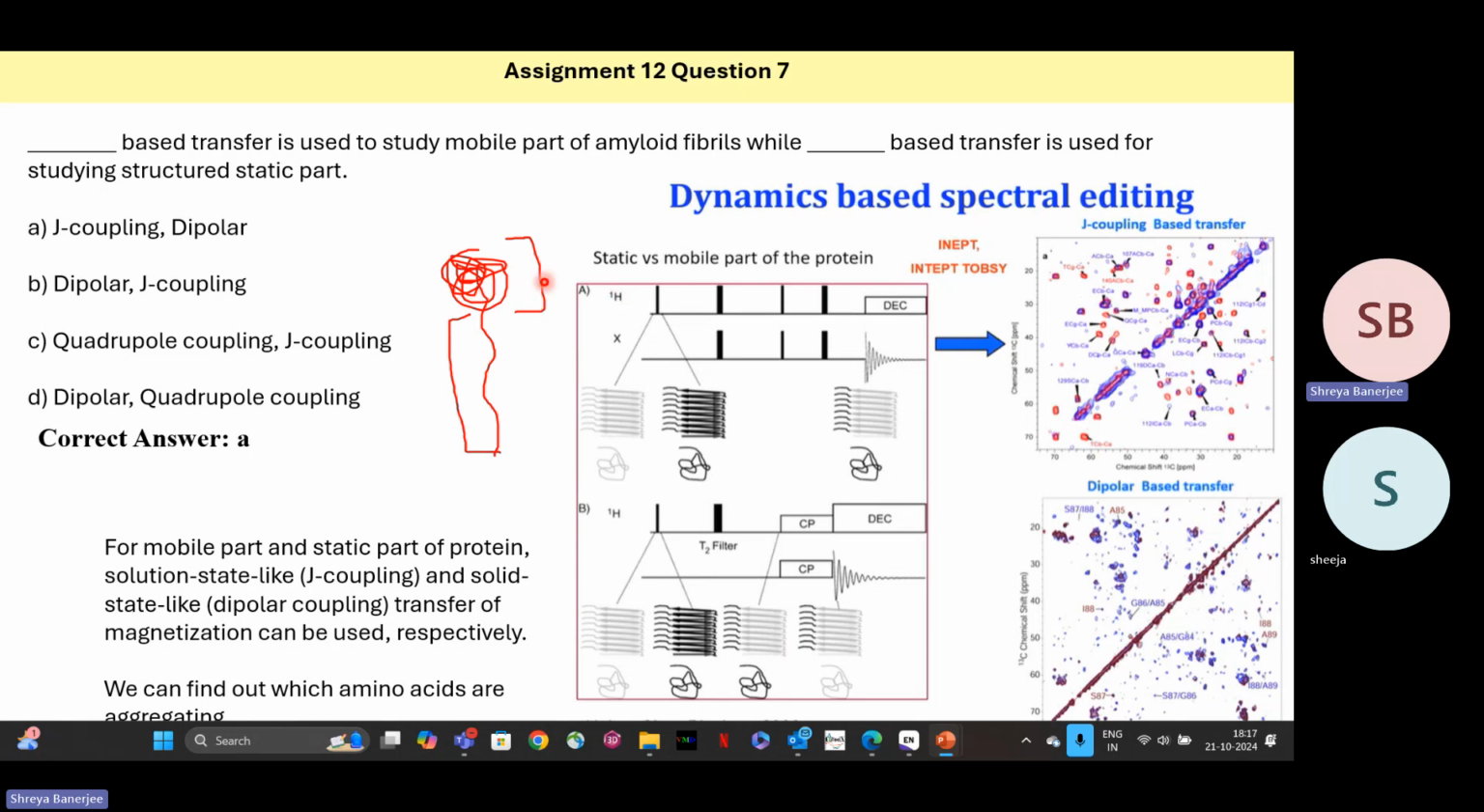decoupled and made zero. So for the static part of the protein, dipolar based experiments are done, like PDSD or DARR, in order to study the static part of the protein. So doing this, we can find out which are the amino acids that are aggregating in the static part and which are the amino acids that are in the mobile part. So the question says, for the mobile part of the fibril, J coupling is done, that is option A, while for the static part, the magnetization is transferred by dipolar coupling, that is also in option A. So the correct answer is option A.